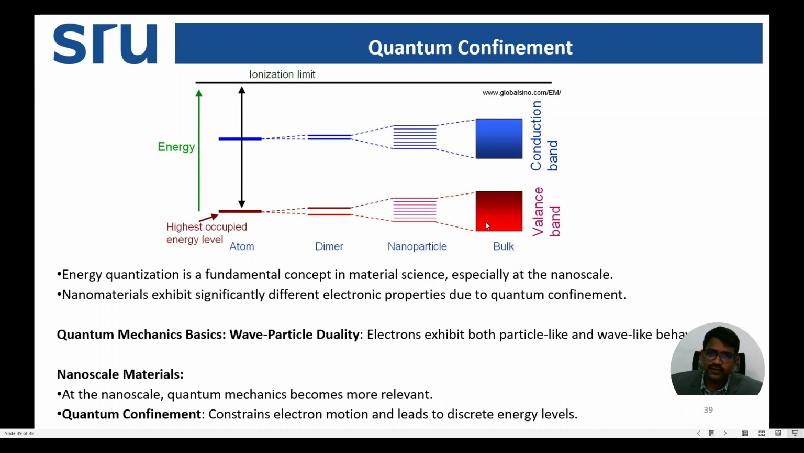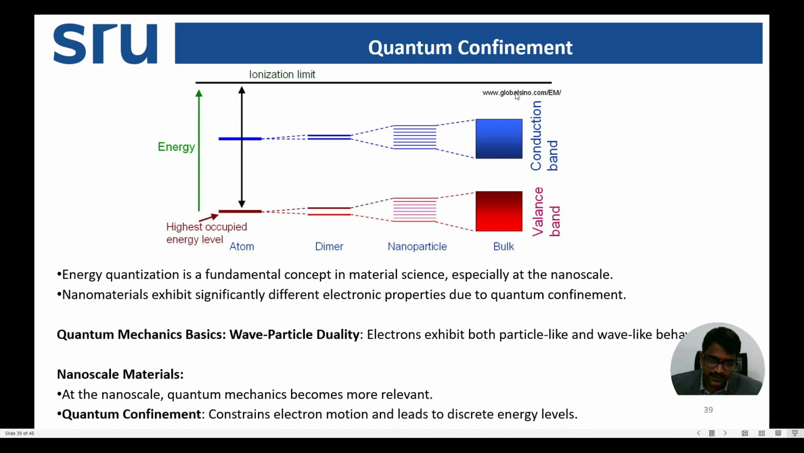But when this situation comes to nanoparticles and nanomaterials, how can we define nanomaterials? Any one of the dimensions, whether length, breadth or height, must be less than 100 nanometers. Then only we can say that it is a nanomaterial. So in the case of such nanomaterials, how are the energy bands?